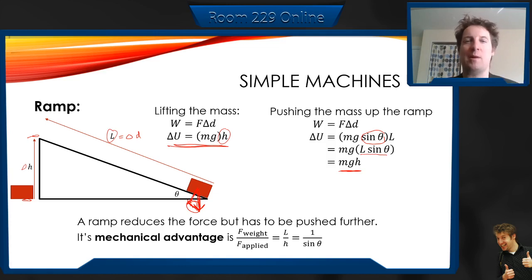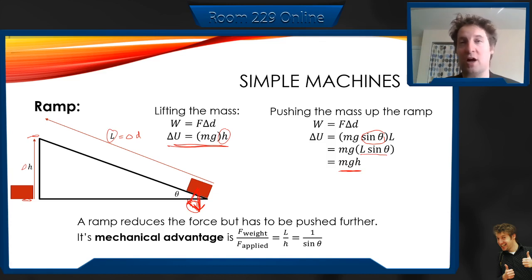So why the heck do we have a ramp? Why didn't we just lift it? Because it reduces the force required. Right? What if we're unable to lift it directly vertically? Right? We have a very, very heavy mass and we can't just pick it up. We put the thing on wheels and we put it on a ramp because it's easier. We reduce the amount of force.